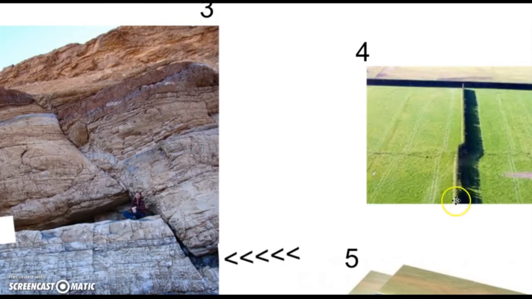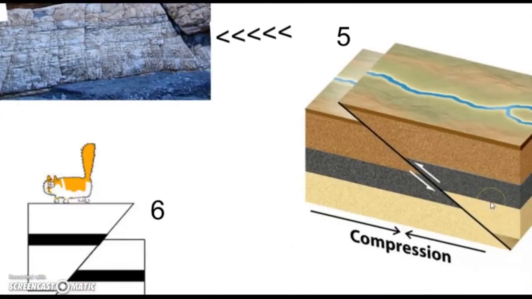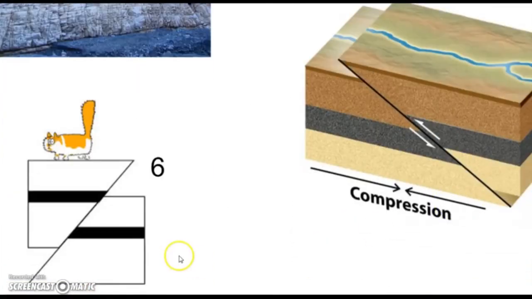This is a row of trees that you're looking at from a plane. So this row of trees used to be straight. Try to figure out what type of rock fault that is. Okay, last two are down here. So take a look at those, test yourself, make sure you double check the answers with me or somebody else, and be able to identify different types of faults.